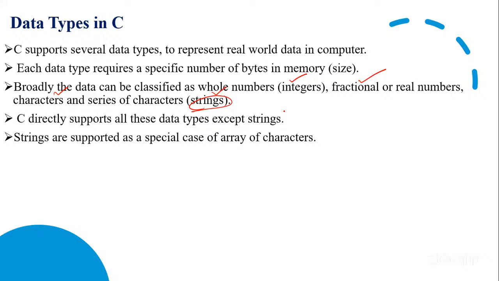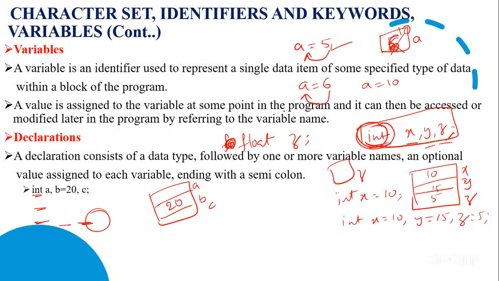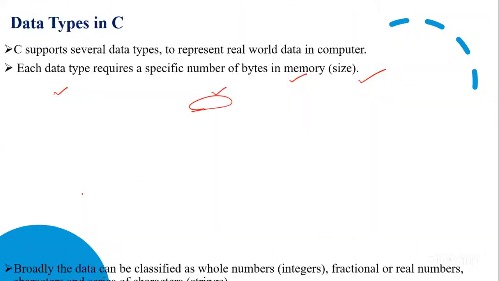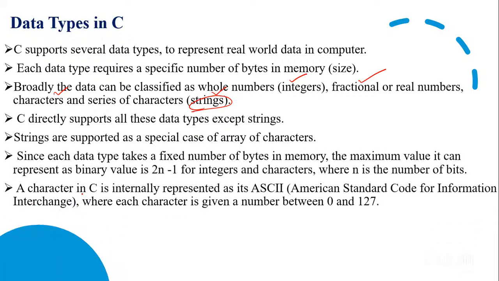And in the previous slide, we have seen this one, no? This one. String. This is called string array. We'll see. A character in C is internally represented as its ASCII value. ASCII means American Standard Code for Information Interchange, where each character is given a number between 0 to 127.